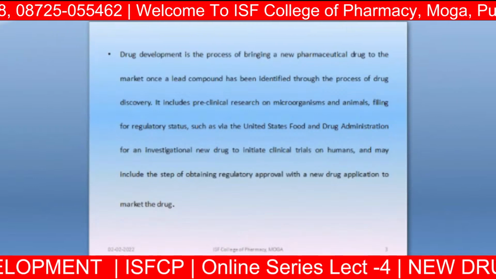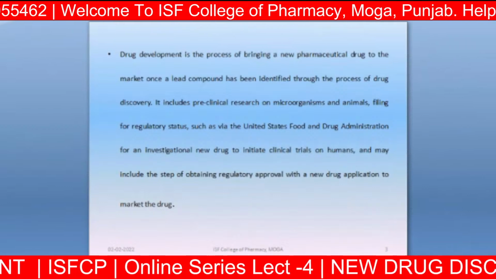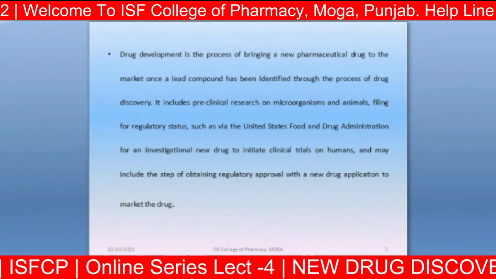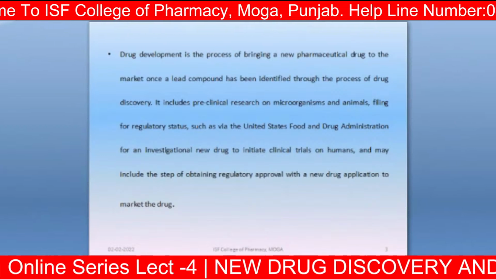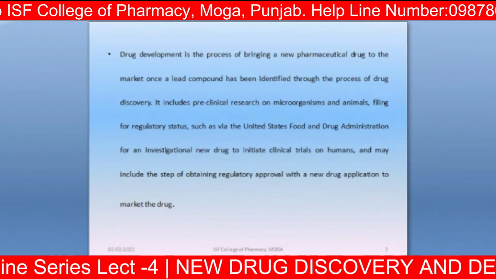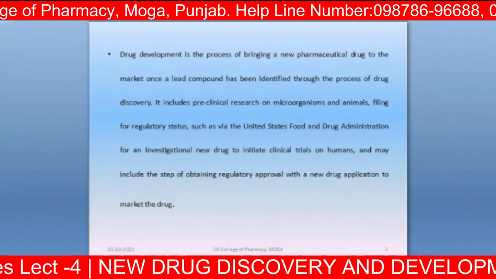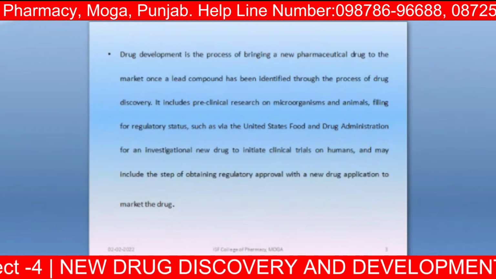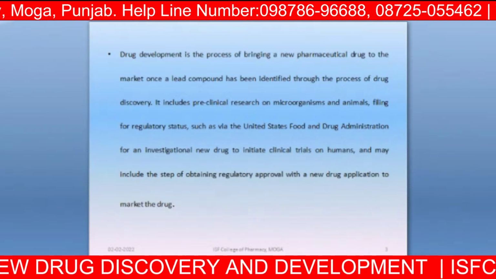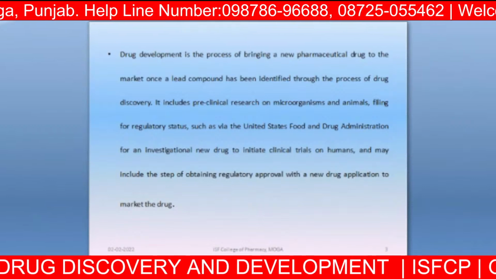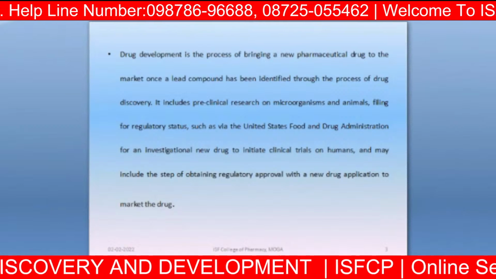So for an investigational new drug, to initiate clinical trials on humans, the steps may include obtaining regulatory approval for the new drug to reach the market. As the topic here is development, it means from the preparation of the API, from the chemistry part, the pharmacochemistry, then the pharmacological part, and the last part, the pharmaceutical angle, which is the major core part.